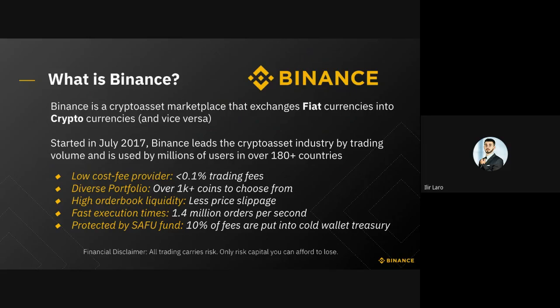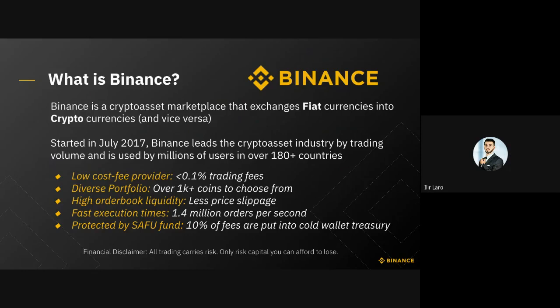So we're essentially a marketplace that exchanges your fiat currency with a cryptocurrency and vice versa. A perfect example is if you want to travel to a different country, you go to your local exchange and exchange your local currency for the currency of the country you want to visit. We're essentially like that, but for cryptocurrencies.